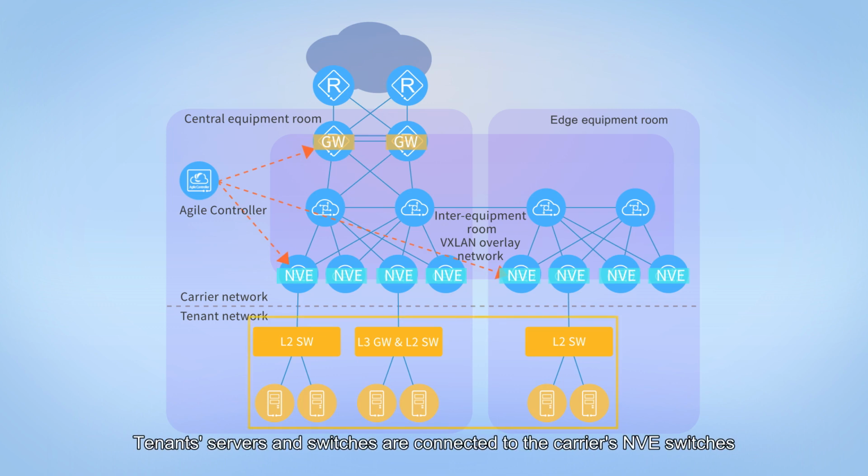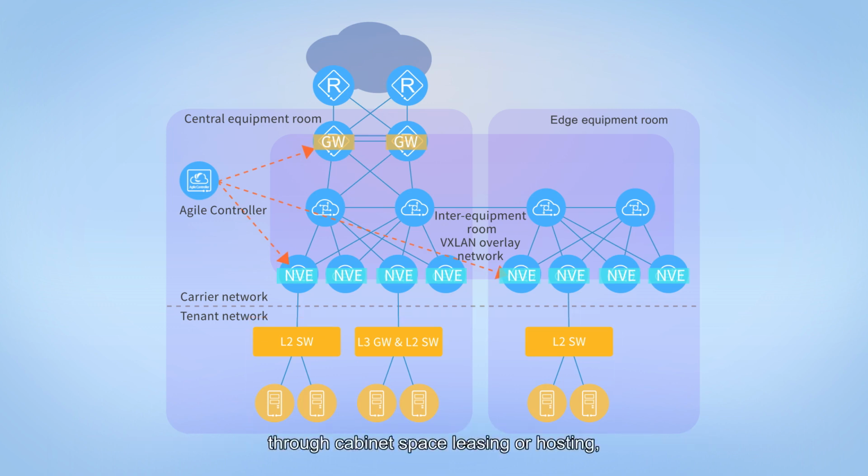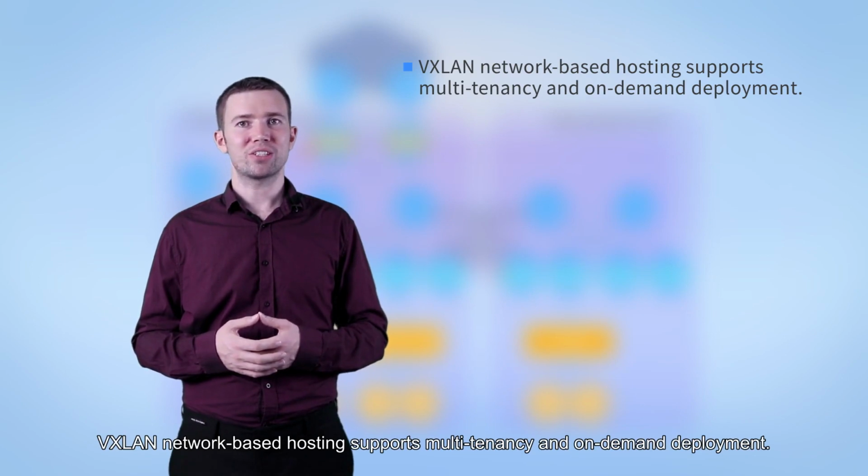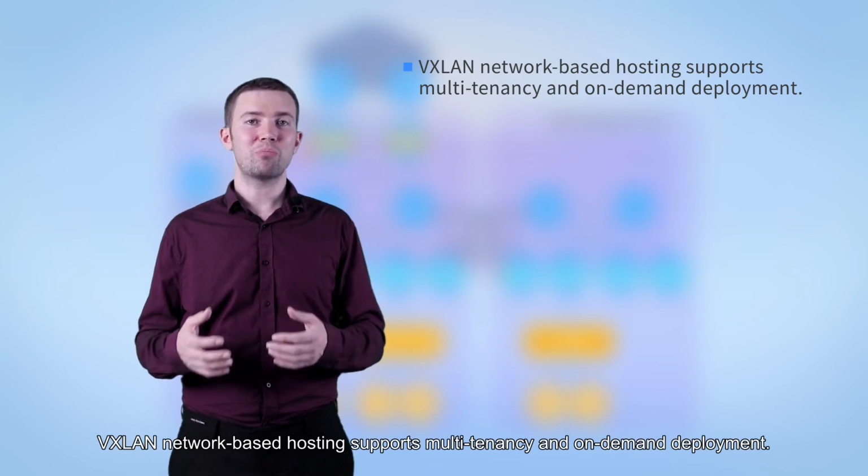Tenant servers and switches are connected to the carrier's MVE switches through cabinet space leasing or hosting, and can access the carrier's network in Layer 2 or Layer 3 mode. This deployment scheme has the following advantages. VXLAN network-based hosting supports multi-tenancy and on-demand deployment.